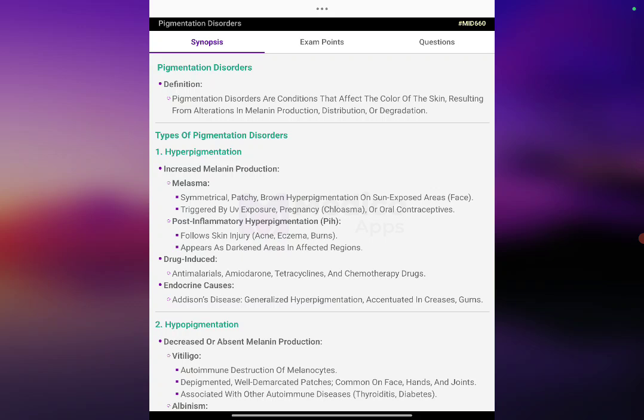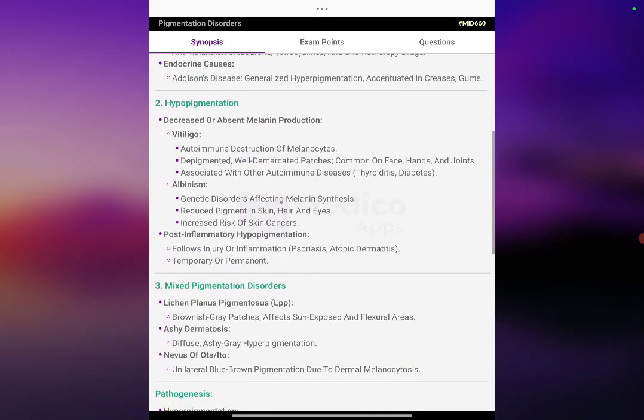Appear as darkened areas in the affected region. Drug-induced: antimalarials, amiodarone, tetracycline, and chemotherapy drugs. Endocrine causes: Addison's disease, generalized hyperpigmentation accentuated in the creases and thumbs.